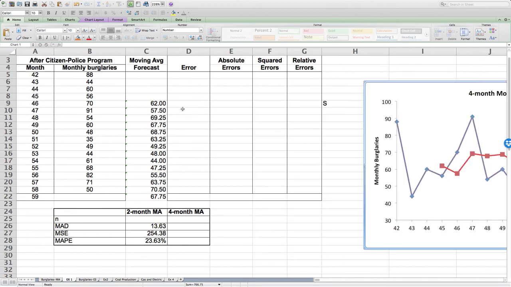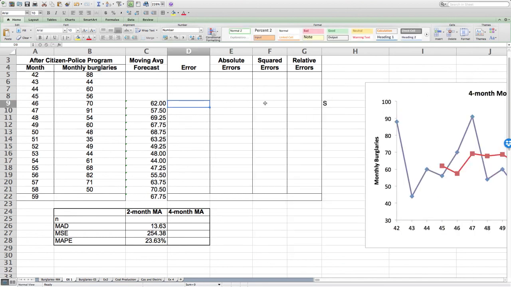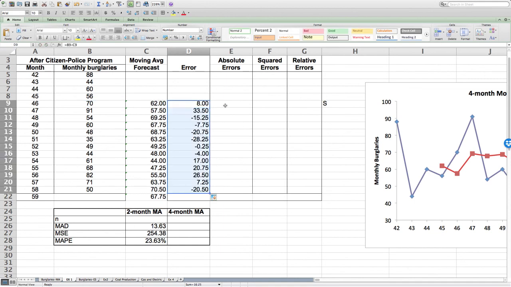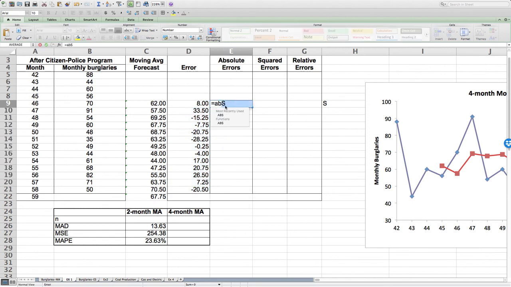Okay. So the error is simply, it doesn't matter whether it is actual data minus forecast, because eventually we are going to take the absolute value. So just take that. Then we have to put these in the absolute value function, just to make sure that those are all positive.